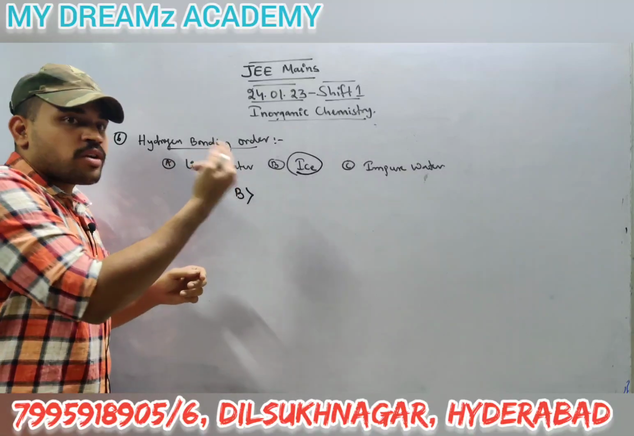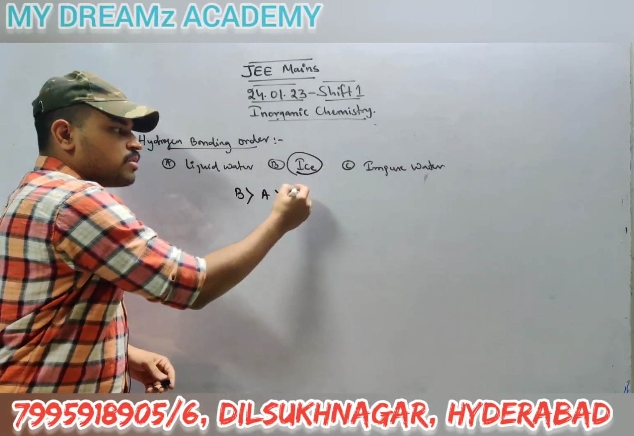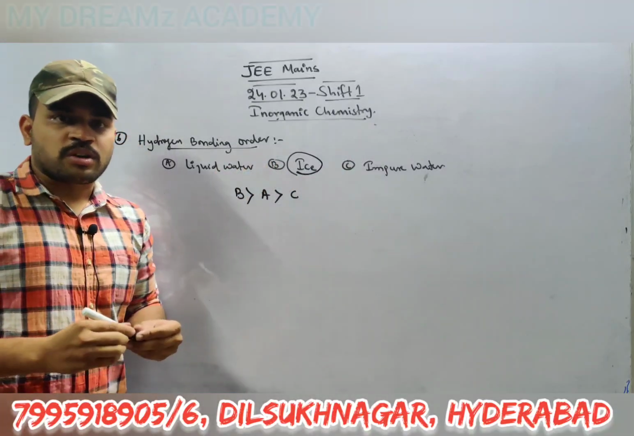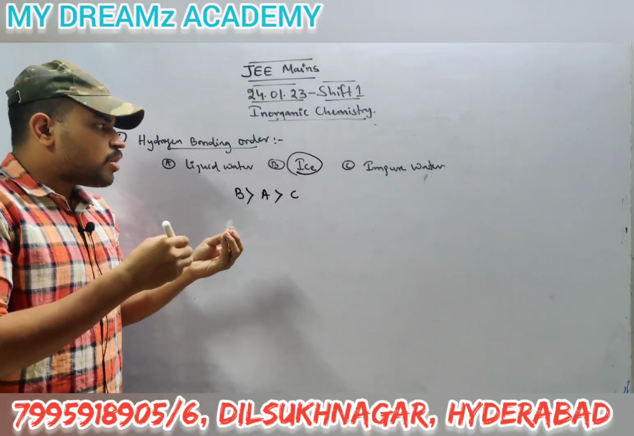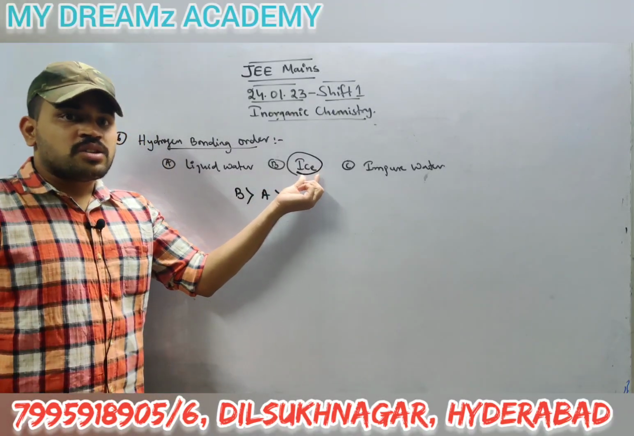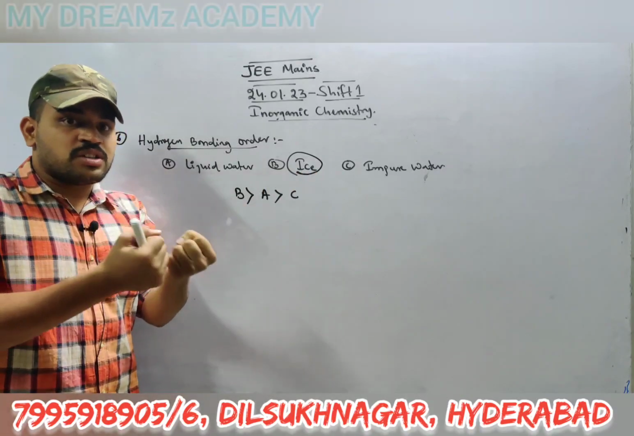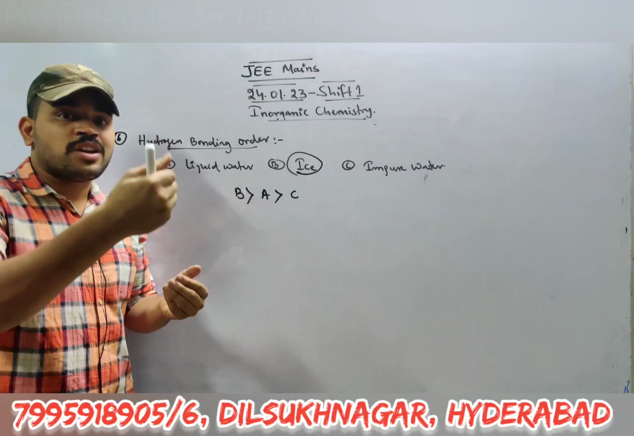Next, the hydrogen bonding order: it will be more for liquid water, and the least will be for impure water, because impurities won't form hydrogen bonds with the water. So who is going to form the strongest hydrogen bond? It will be ice, because it is in the solid state. Why is it in the solid state? Because of strong hydrogen bonding interaction.